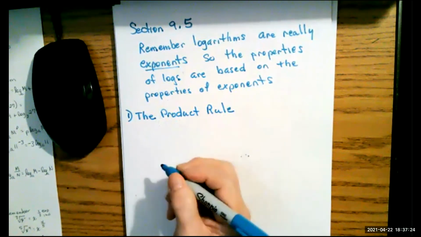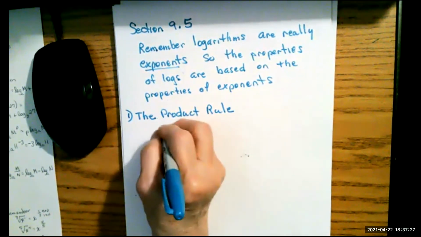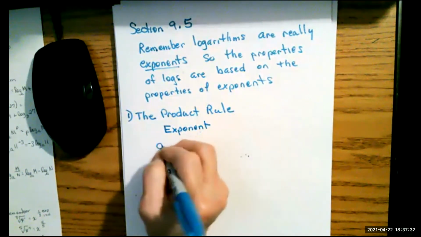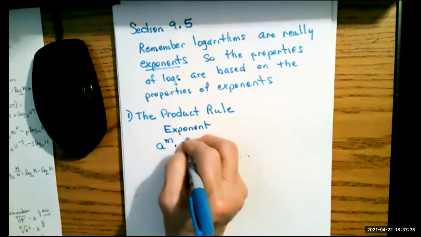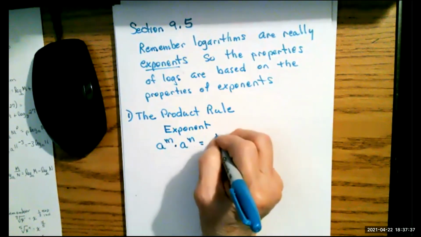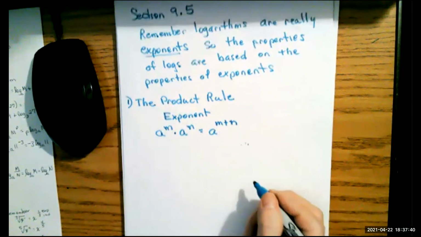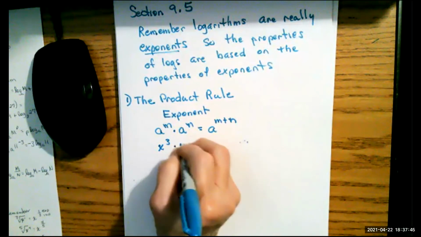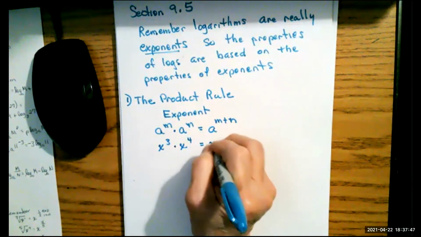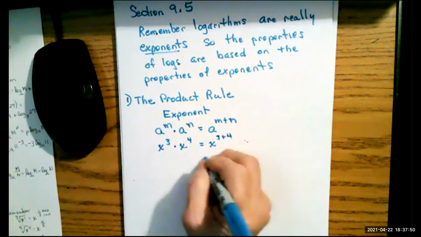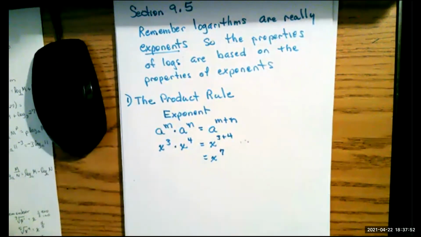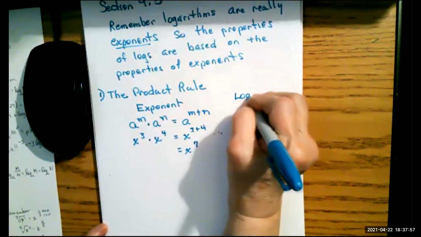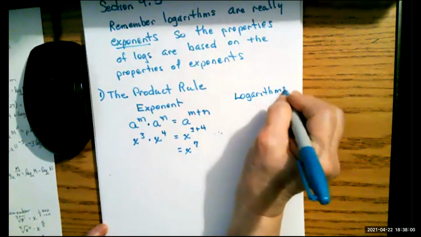And so when you're doing the exponent one, the product rule says a to the m times a to the n equals a to the m plus n. So if you had x to the third times x to the fourth, it would be x to the 3 plus 4, which is x to the 7th. I remember this. So logarithms are going to be just like that because they're kin.